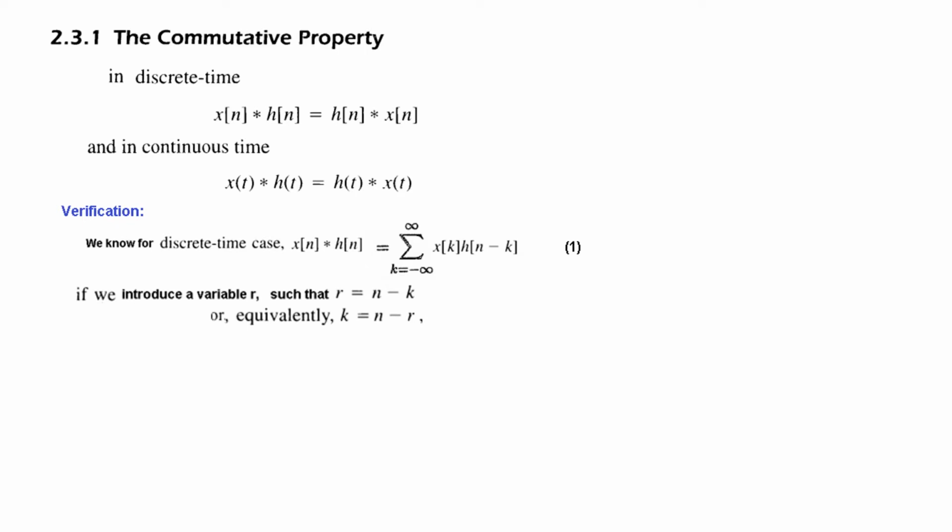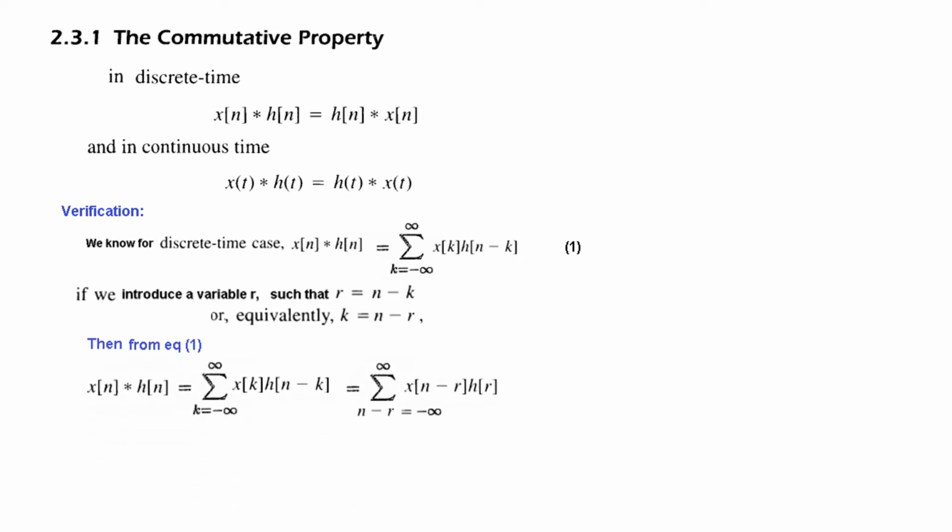Now, if we introduce a variable r such that r is equal to n minus k, so this n minus k we are replacing with r, then from here we can also find that k is n minus r. So k we bring on the left hand side and r on the right hand side. So k will be equal to n minus r, and this k can be replaced with n minus r.